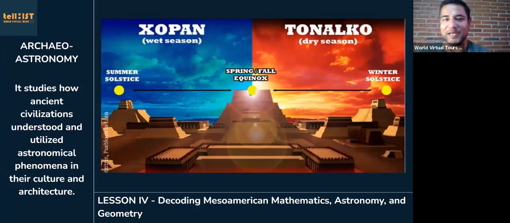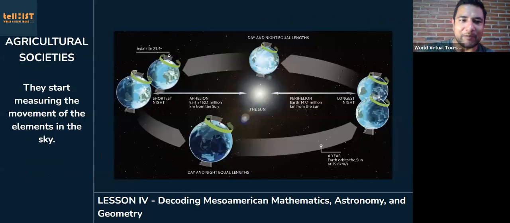Okay, so speaking about the archaeoastronomy, the thing that we mentioned last class, remember that we studied that in this region of the world, ancient civilizations understood and utilized astronomical phenomenon in their culture and architecture. Remember that they had to measure the movements of the celestial bodies in the sky. That was one of the main reasons for them to develop better the mathematics.